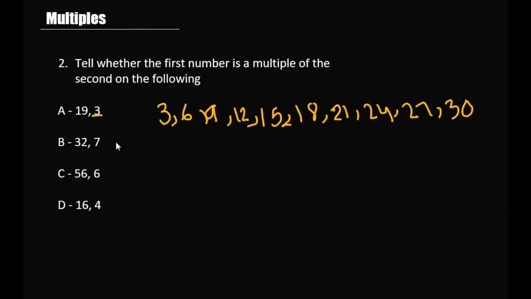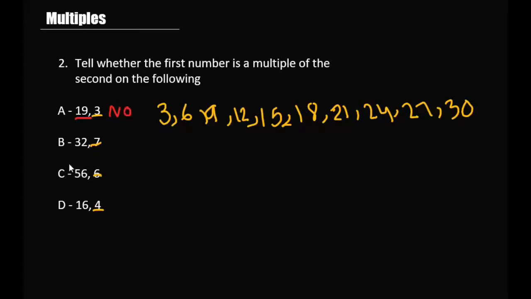We do that to all of these numbers right over here. So we're going to do that to 7, 6, and 4. And all we do is we see if the first number, which in this case is 19, is one of these numbers, or is a multiple of 3. I don't see 19 in here anywhere. If there was 19, it would be between 18 and 21. So there is no 19. So the answer to this is no.